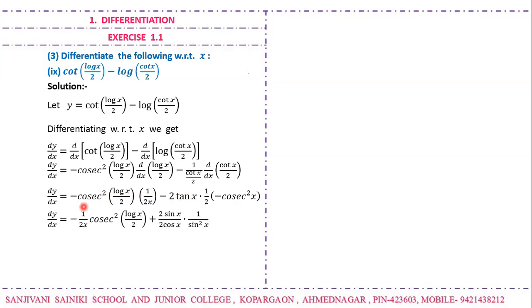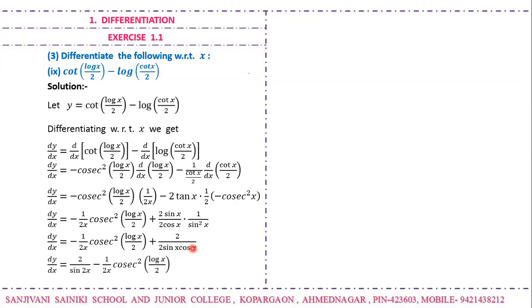Now simplify it. This 1 upon 2x can be written initially. So minus 1 upon 2x cosec square log of x upon 2, minus minus becomes plus. This tan x can be written as sin x upon cos x, and this cosec square also can be written as 1 upon sin square x. So one sin is cancelled here. Minus 1 upon 2x cosec square log of x upon 2 plus 2 upon 2 sin x cos x. But 2 sin theta cos theta is nothing but sin 2 theta. So put this value here, you get the required derivative of the given function.